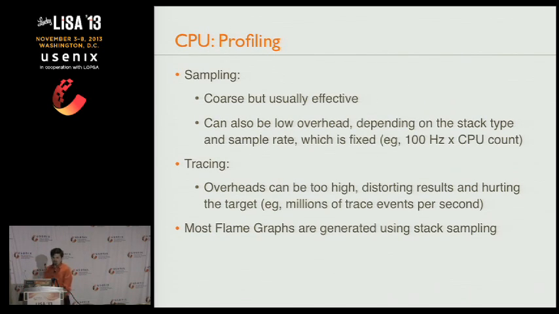CPU profiling. So like I said, sampling, coarse but usually effective. The other good thing about sampling is that it is low overhead. Depending on the stack type and sample rate, this can often be negligible, just to do CPU sampling of your application or the kernel. Tracing, the overhead can vary quite a lot. So definitely hesitate to do tracing.